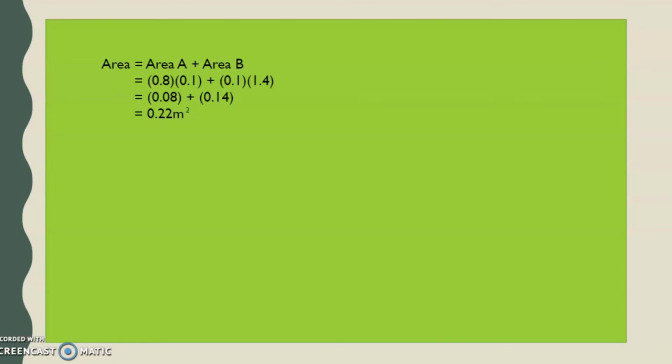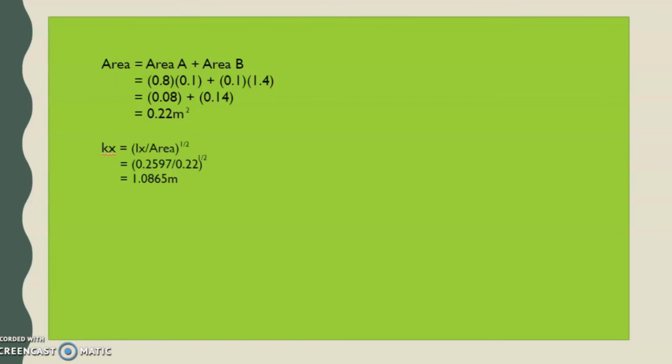Next is to calculate the kx and ky. But before that, we need to calculate the total area, which is area of A and area of B. For both areas, they are rectangular, so the height has to be multiplied by its length. For area A, it is 0.08, and area B, it is 0.14. The total area will become 0.22 meters squared.